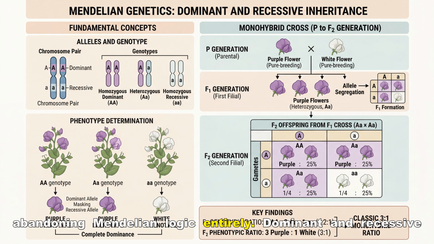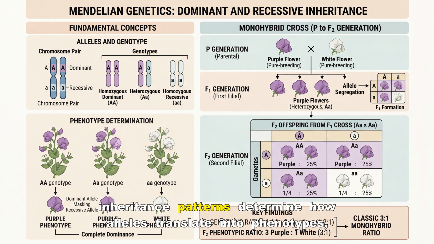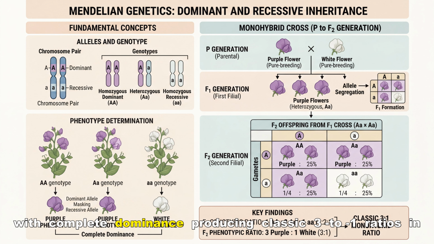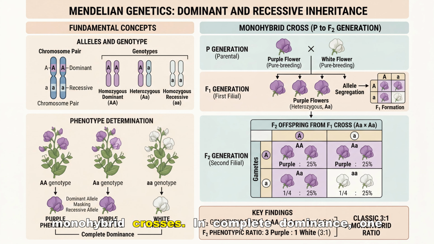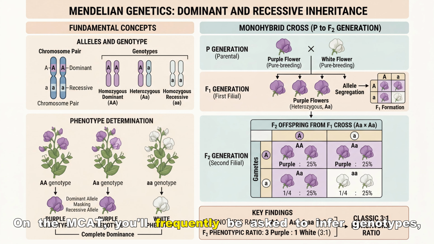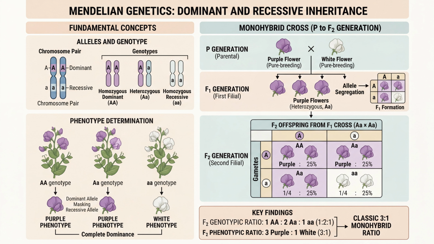Dominant and recessive inheritance patterns determine how alleles translate into phenotypes, with complete dominance producing classic 3:1 ratios in monohybrid crosses. In complete dominance, one allele masks the other in heterozygotes, so Aa looks like AA. A quick mnemonic is: dominant displays, recessive requires a pair. On the MCAT, you'll frequently be asked to infer genotypes from phenotypes and pedigree data.